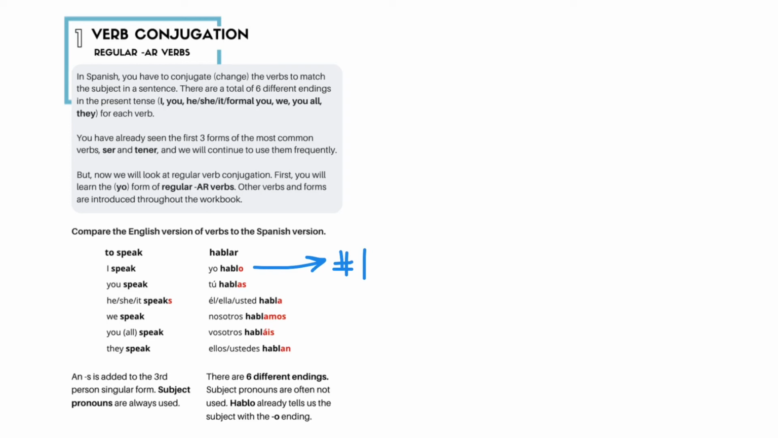Now, something very important to point out with this is that because the verbs change so much in Spanish, you often won't see the pronoun used, or you won't hear it being used. You can say yo hablo, but you don't have to. And that's because hablo is already telling us who's speaking. So most of the time, people will leave out the yo, and they'll simply say hablo, because it's not necessary to say it.